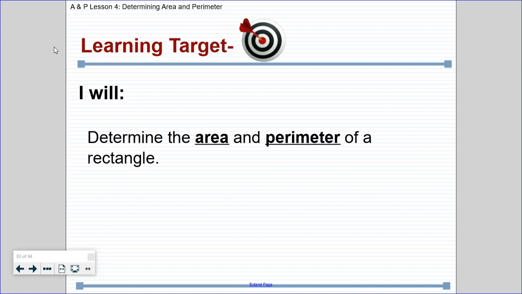Oyster again, and today we're going to do even more work with area and perimeter of rectangles. So we're going to practice again, reviewing what area is and what perimeter is. How do you find area and how do you find perimeter? And then finding the area and the perimeter of different rectangles.